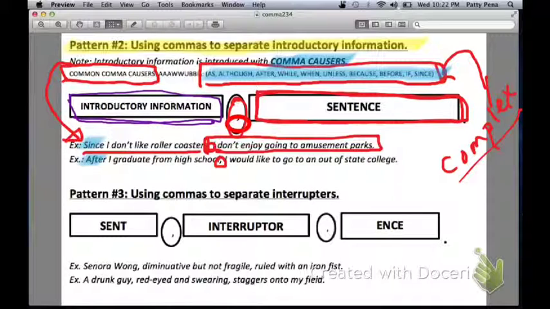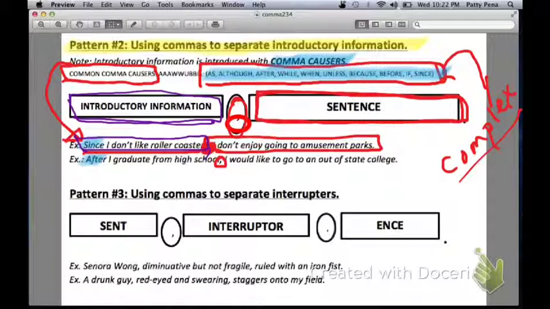Your comma is here. I'll add the comma with the purple. I've already covered it up with the red. The comma right there separates this sentence, I don't like going to amusement parks, from this introductory information. Since I don't like roller coasters, comma, I don't like going to amusement parks.